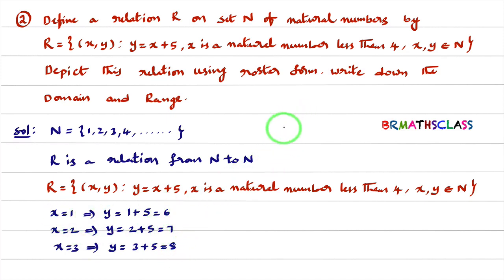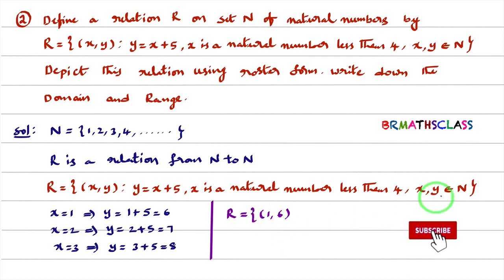Now I can write this relation in roster form. So what are the ordered pairs we got from this? We got the ordered pair 1, 6. Here you need to observe 1 and 6 are both natural numbers, x value is a natural number which is less than 4, and this 1, 6 satisfies this equation. What is the second ordered pair we got? Second ordered pair is 2, 7. What is the third ordered pair we got? It is 3, 8. So we have written the relation in roster form.